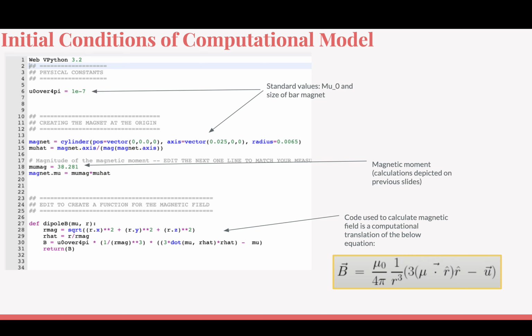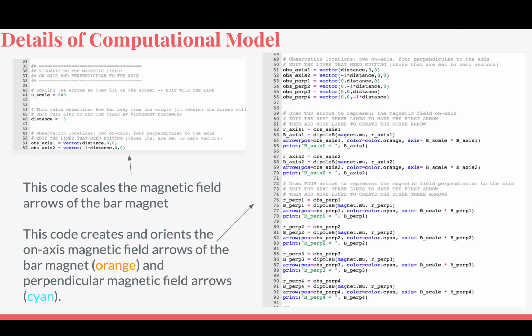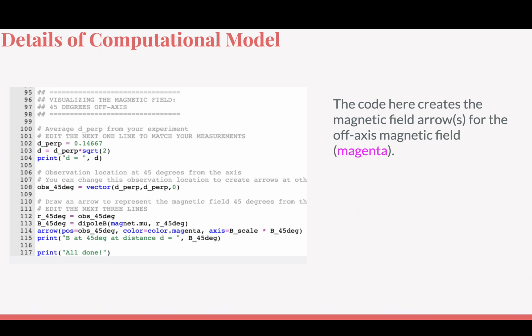I then translated the formula for the magnetic field into a computational rendition in order to computationally model the magnetic field using the derived value of mu. Once those initial conditions were inputted, all that was left was to model the arrows of the magnetic field that would be created based on the magnetic field that was calculated. The last chunk of code has to create the off-axis magnetic field arrows.